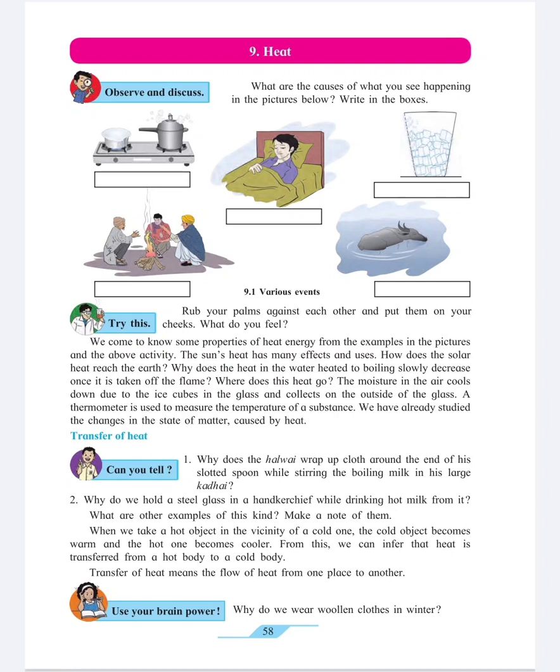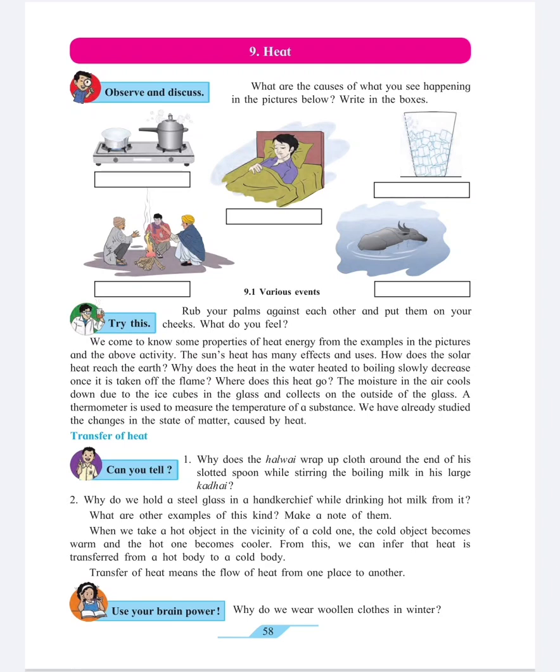Finally, the last example we have is a glass filled with ice cubes. What do we feel in this? There is formation of droplets on the outer side of the glass. Why does this happen? Since the inner side of the glass is at a very low temperature and the outer side of the glass is at normal temperature, that is the temperature in the surrounding.